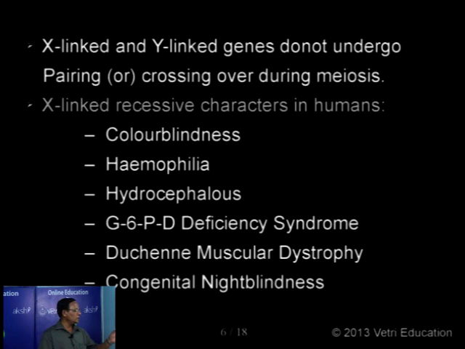Now we have more than 150 recessive X-linked characters in humans. Out of these, there is color blindness, which is technically called achromatopsia.